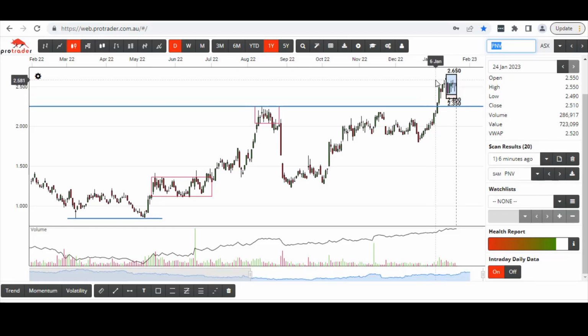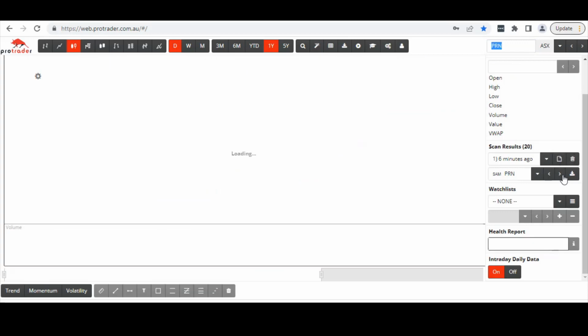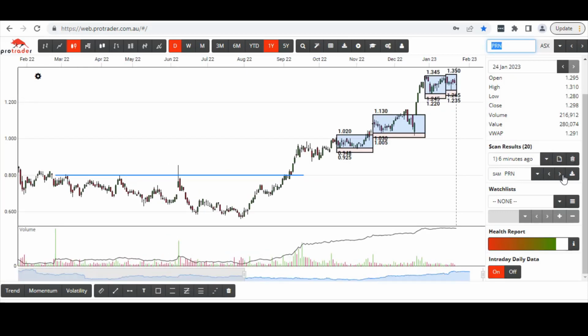PNV, I actually have had a box drawn around this as well. It's not a Darvas, but now it's forming a Darvas box. It's given us entries all the way up. If you've missed it, here's your chance to have your first initial entry. Same thing, keep an eye on it and whether you want to add or just take profit once it's reached your target. PRN, exactly the same. You've actually got an entry down at 80 cents. It's given you another one at $1, another one at $1.15, and now we're looking for a break at $1.35.